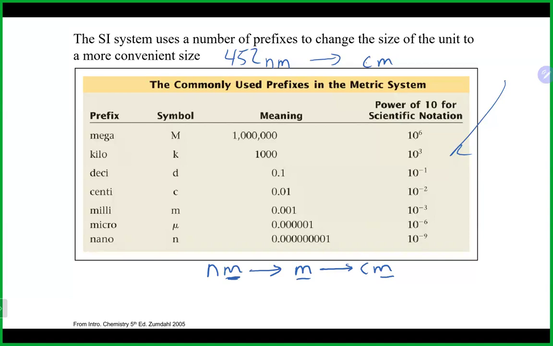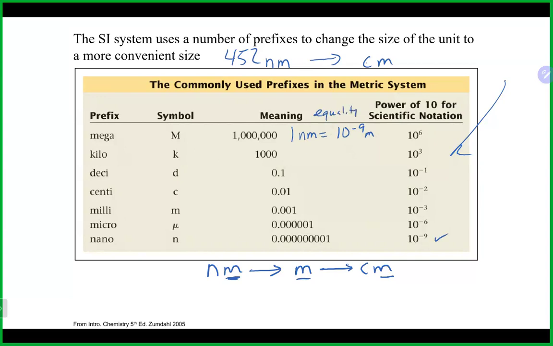So how would we do this? For example, we would find our nano, as we talked about a second ago, which is 10 to the minus 9. That means that in 1 nanometer, there are 10 to the minus 9 meters, or 1 times 10 to the minus 9. This is an equality, by the way.